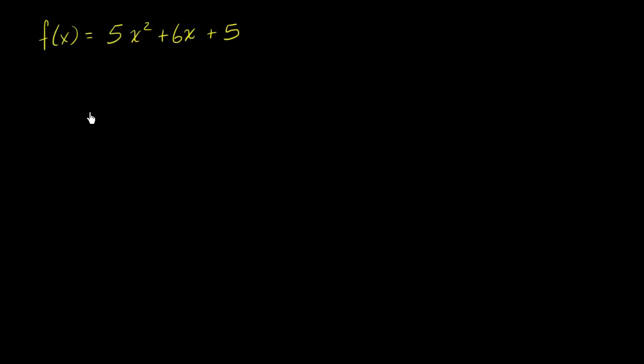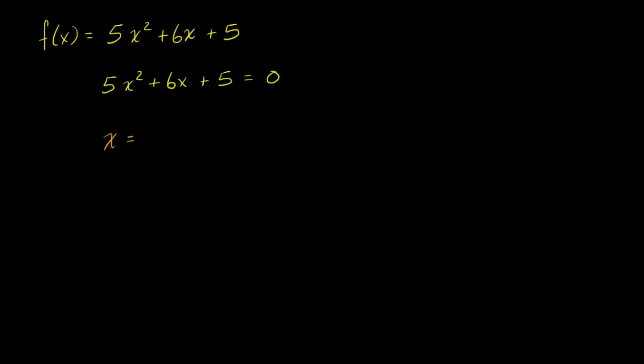So I encourage you to pause this video and try to figure out what those two values of x are. If we're looking for the x values that would make this expression equal to 0, that's essentially trying to solve this equation: 5x squared plus 6x plus 5 is equal to 0. And there's no obvious way I can think of factoring this, so I'll just resort to the quadratic formula.